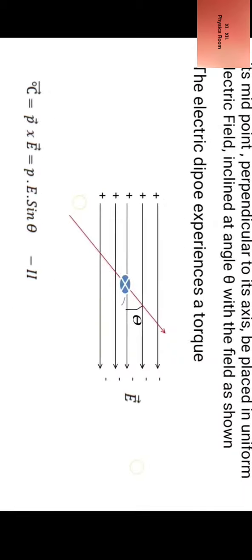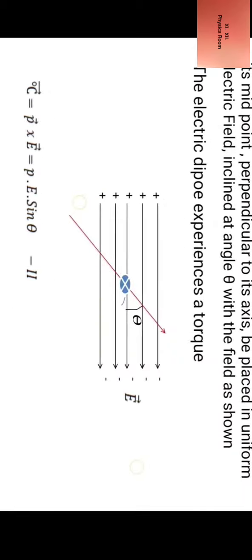Let the dipole, which is free to rotate about an axis passing through its midpoint perpendicular to its axis, be placed in uniform electric field inclined at an angle theta with the field. This is angle theta and this is the field, inclined at an angle theta with the field as shown in diagram.